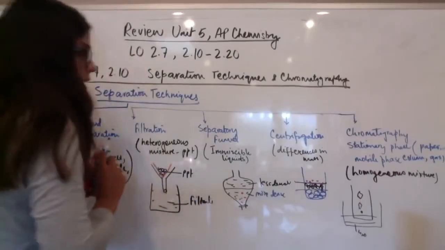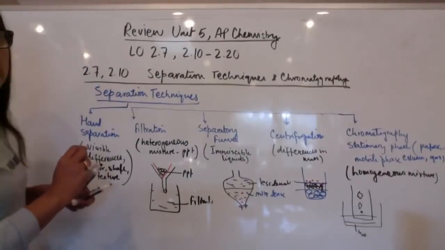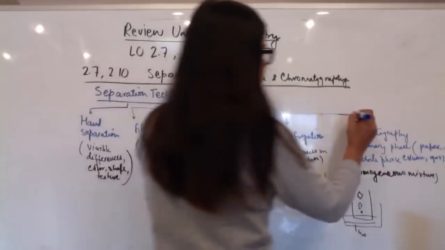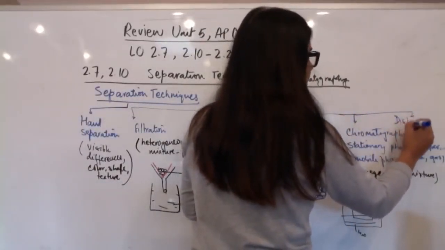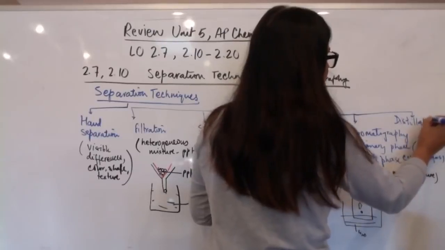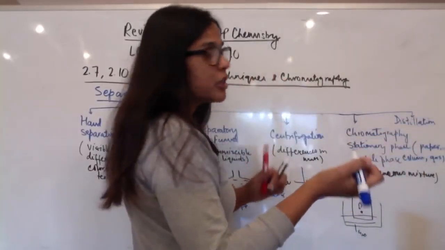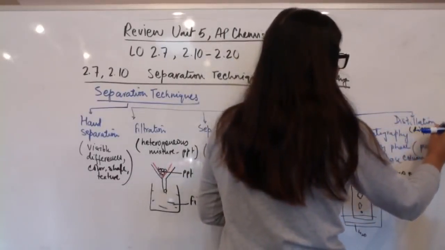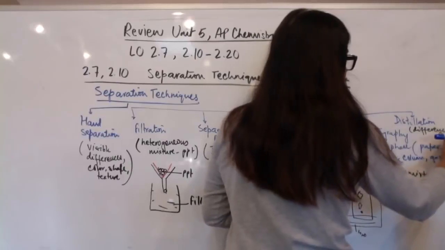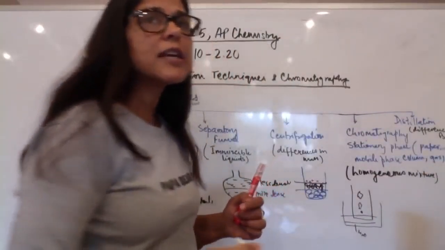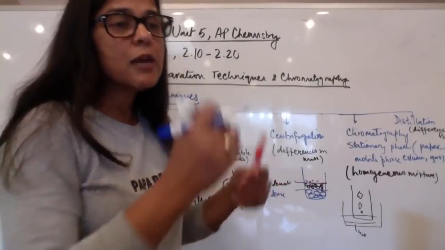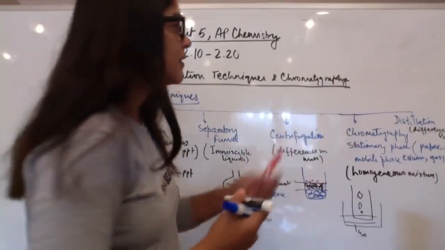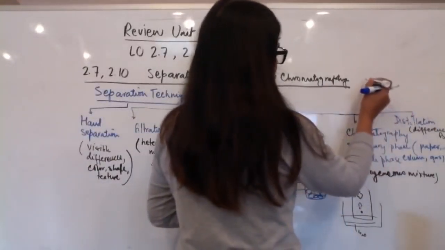And the last method here is distillation. I can write it over here because this part is still available. Distillation also can separate a mixture, homogeneous or heterogeneous, as long as there is a difference in boiling points. Distillation is used a lot in distilleries which make alcohols, because it can separate out the unwanted alcohols like methanol from the wanted alcohols like ethanol.